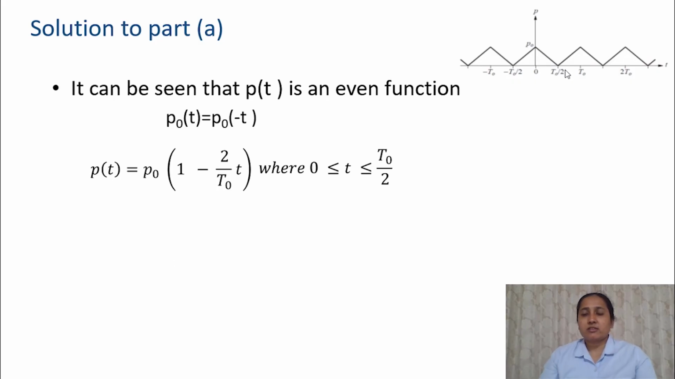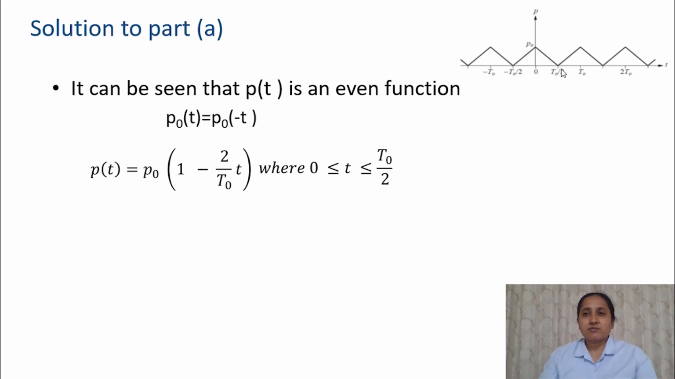So this is a straight line, so we can find the equation of the straight line. That would be p naught multiplied by 1 minus 2 by t naught t. And this is valid when t is between 0 and t naught by 2. The same equation will be valid when t is minus, that is, when t is between 0 and minus t naught by 2.